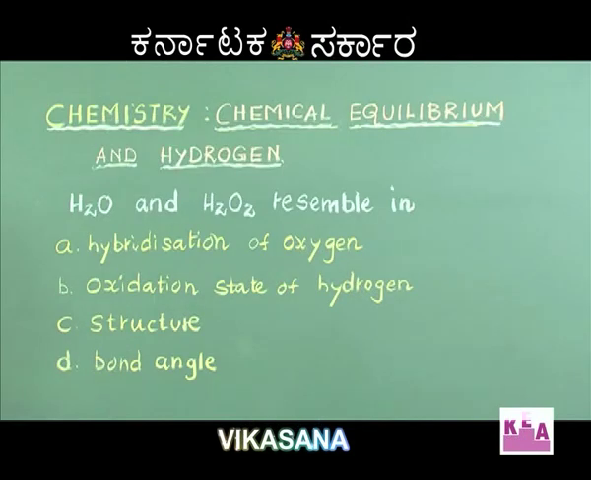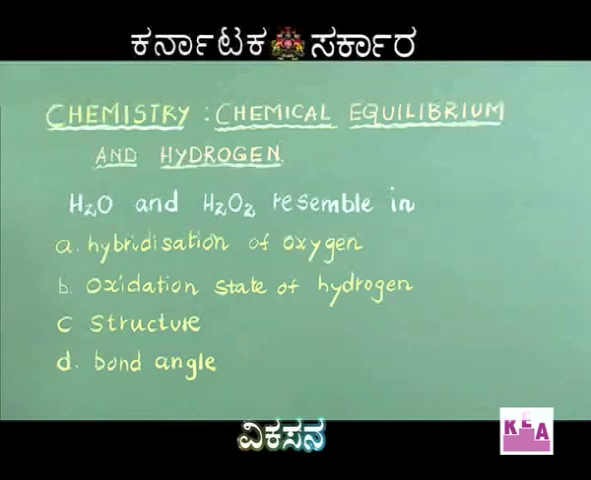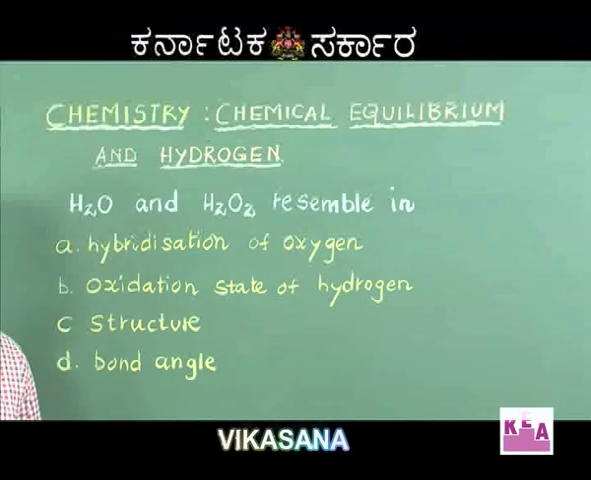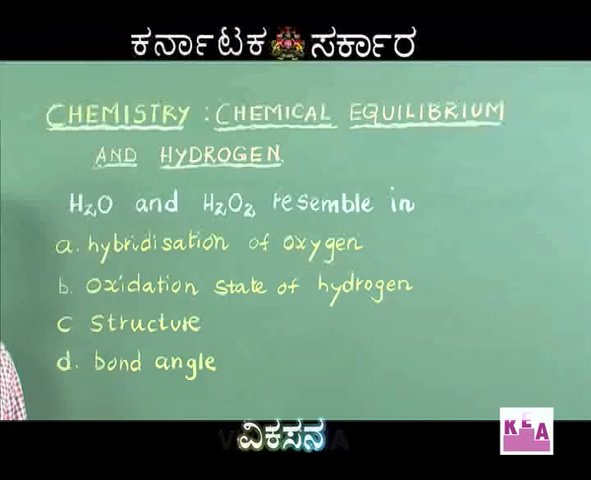Our next question: H2O and H2O2 resemble in which of the following options? Let's try to understand this concept. In both of them, the elements are hydrogen and oxygen. You are aware, water is a bent molecule, while hydrogen peroxide has got an open book structure. Therefore, they differ in their structure.